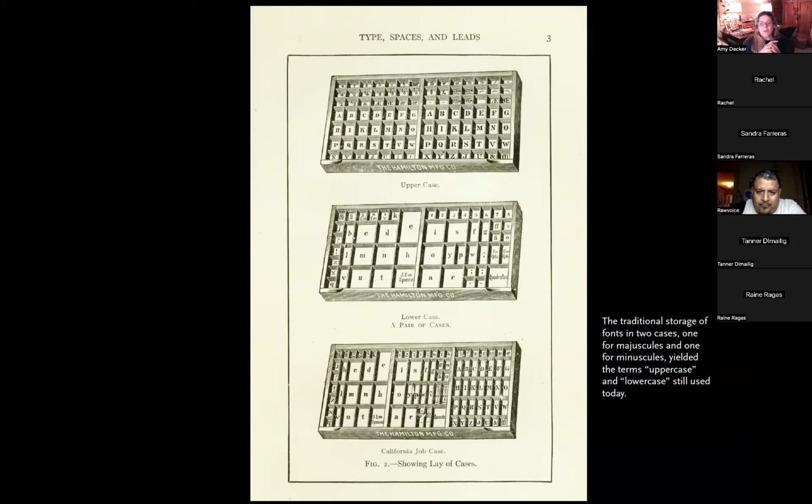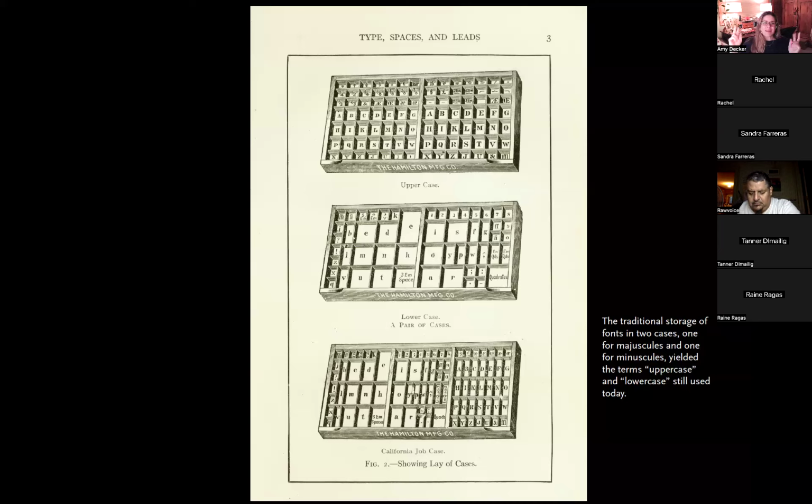One is for majuscules, which are the uppercase letters. And that's where the term uppercase comes from, because the majuscules were stored in the uppercase in the typesetter's cabinet. The term minuscules yielded the term lowercase because it was set in the lowercase in the cabinet. So we actually get the terminology uppercase and lowercase letters from these cases that used to hold the letters for movable type. The majuscules were in uppercase, the minuscules were in lower cases.